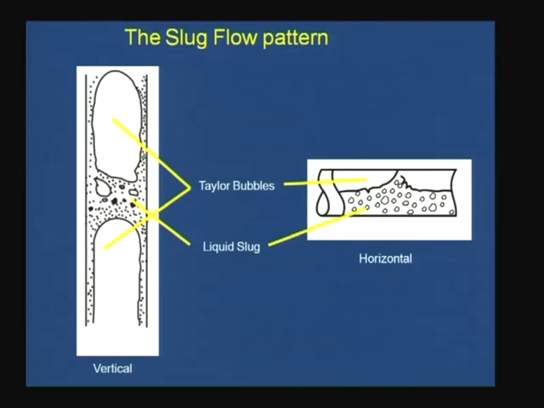The gas phase is in two different forms: one is the Taylor bubble, the other is small bubbles in the liquid slug. The liquid is again in two forms: one is a continuous liquid slug, which may or may not be aerated, and the other is a very thin liquid film, an annular film between the Taylor bubble and the pipe wall. What are the other things that we notice?